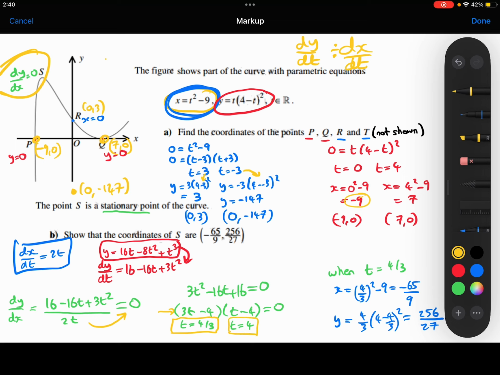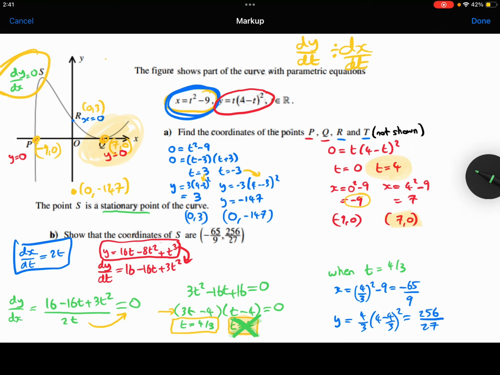So now I was thinking, well, which one of them is it? Well, this 4 here, there is a stationary point when t is 4. It's this one here that we've already dealt with when t was 4 at the coordinate 7, 0. So we don't want that one. It is a stationary point, but it's not the stationary point S. That's the stationary point Q. So I don't care about t being 4. I want when t is 4 over 3.